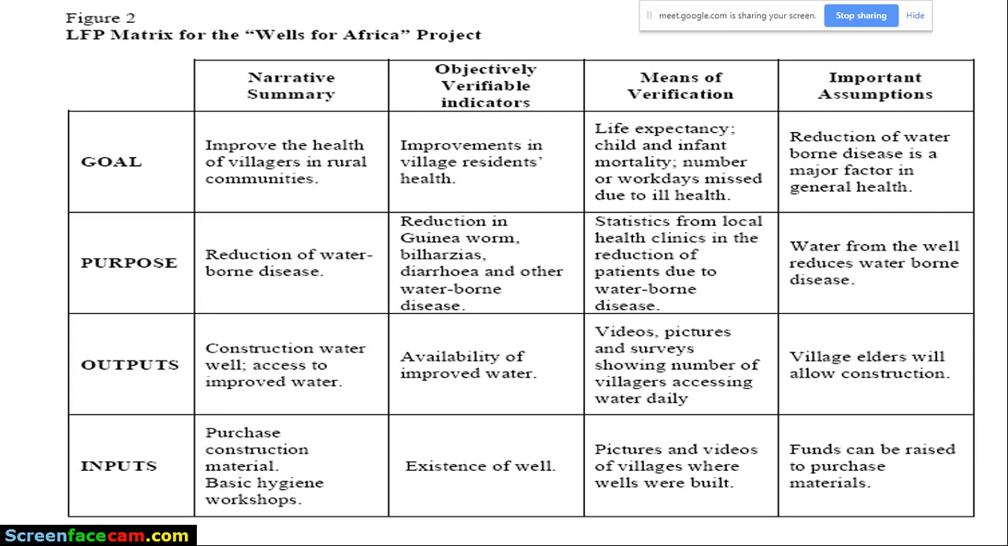So you can proceed, sir. Where are we going to get information? How are we going to confirm that indeed improved water is available for the villagers in communities? Means of verification. How are we going to confirm? Yes, you can proceed. Exactly.